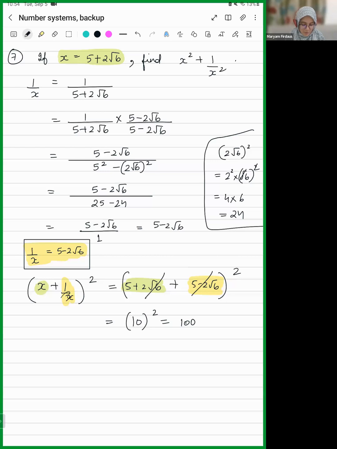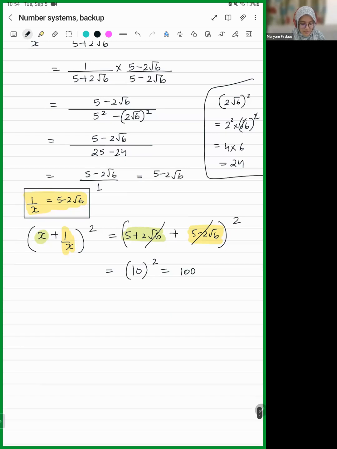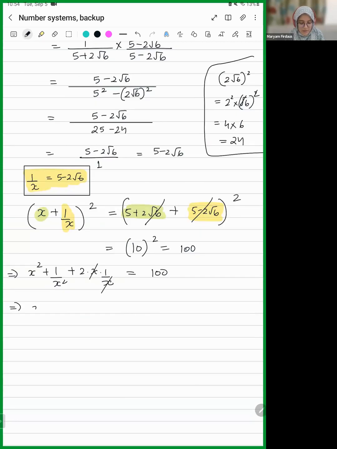Now we have found this. Now, also, what is x plus 1 by x whole square? Let's expand it. This means x square plus 1 by x square plus 2 into x into 1 by x. This is equal to 100, because x plus 1 by x whole square is 100. We have just opened the bracket, we have just expanded it. That's all we have done. So basically that means x square plus 1 by x square plus 2 is 100.